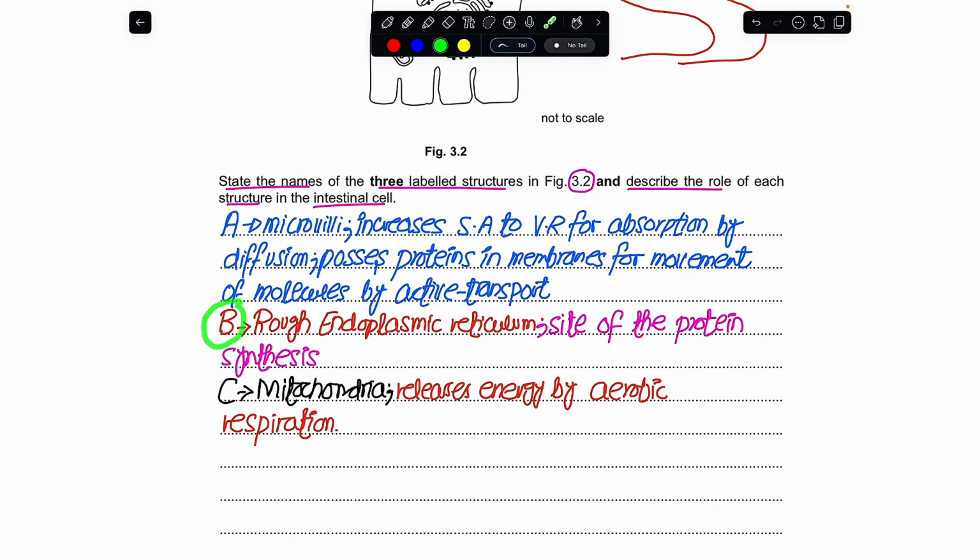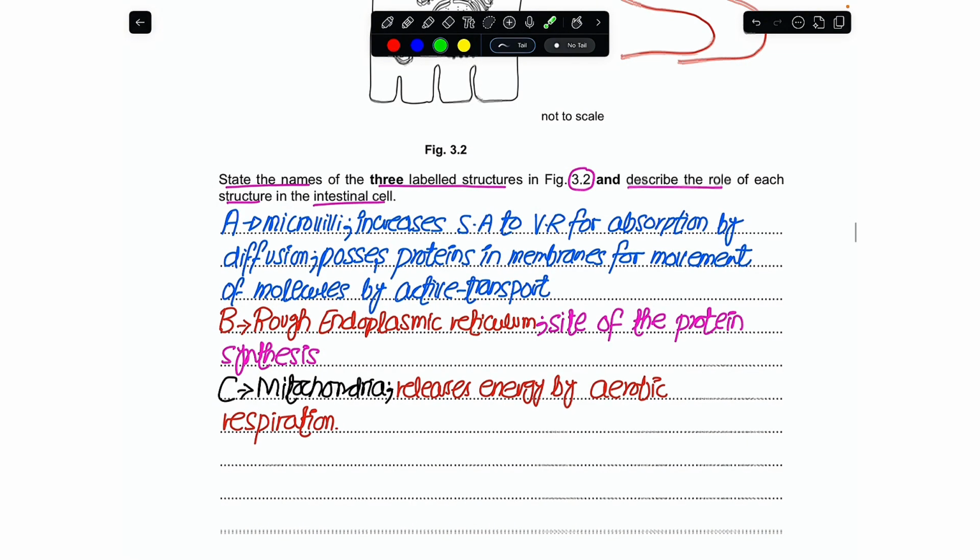B was rough endoplasmic reticulum, and this is the site of protein synthesis. That's it. C we have is the mitochondria, and this releases energy by aerobic respiration for later bringing in the food molecules with the help of active transport.